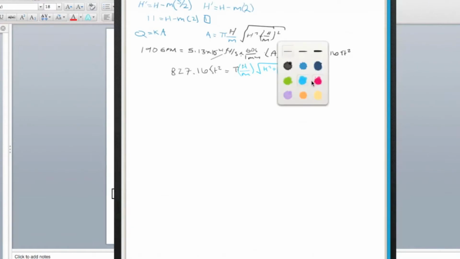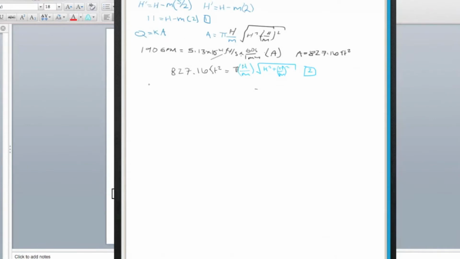So equation 2 now, let's go back to black. I don't know why I keep switching. So now we've got equation 1 in terms of h and m. Equation 2 is all in terms of h and m. This is pi, that's a number we know. So all h's and m's. So we solve those two equations simultaneously.